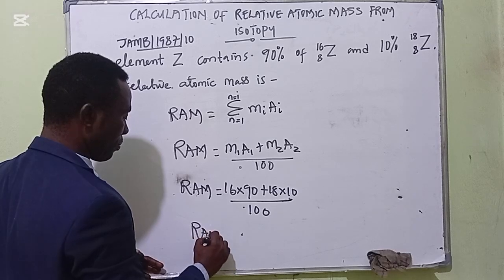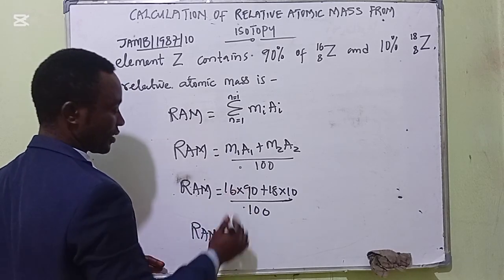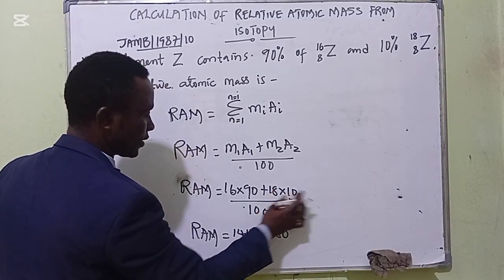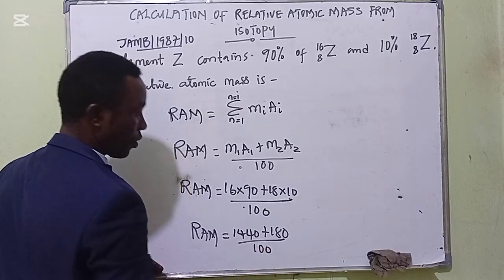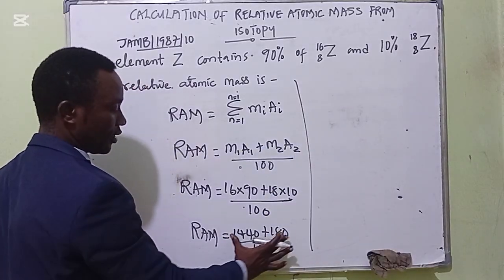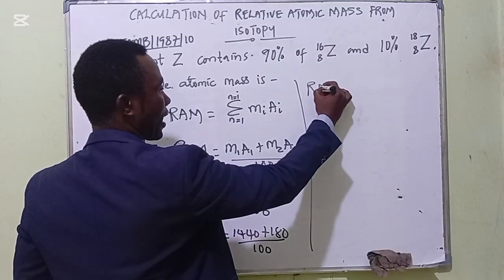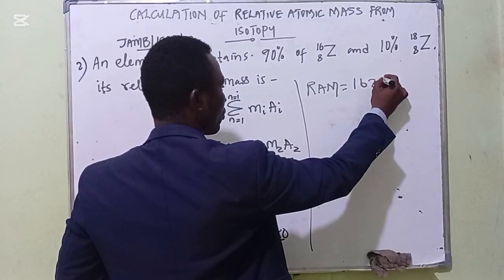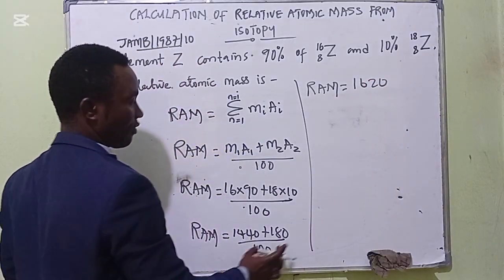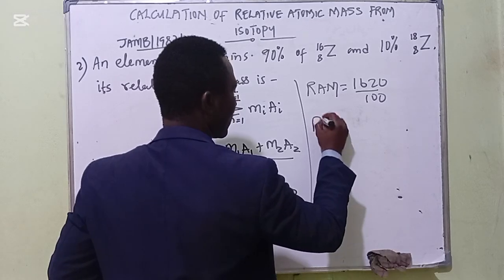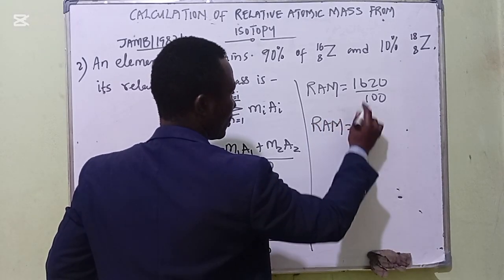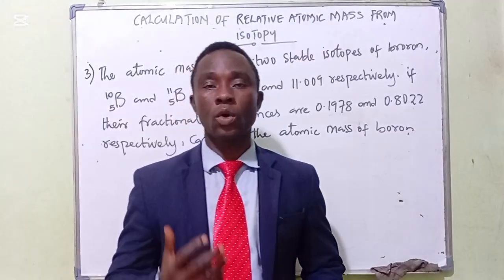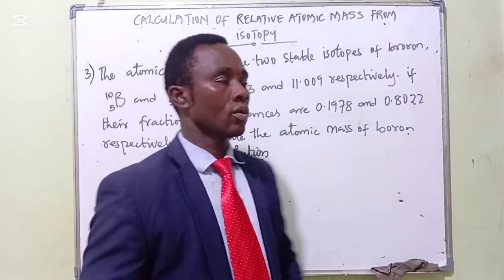So the relative atomic mass will be equal to 16 times 90, that will give us 1440, plus 180, that is 18 times 10, everything divided by 100. Now we add these two together, which gives us 1620 divided by 100. So the relative atomic mass of Z is equal to 16.2 as the answer. So come to question 3.